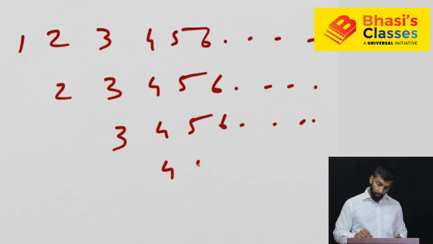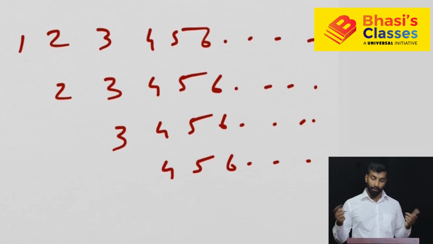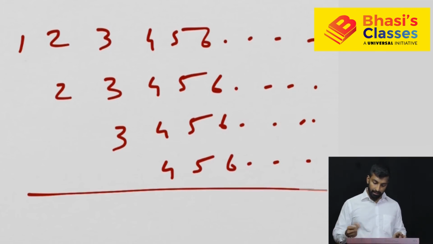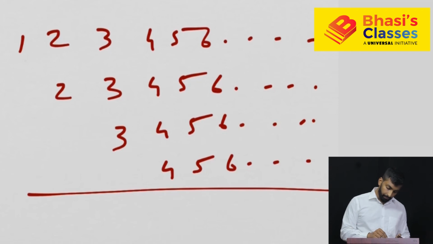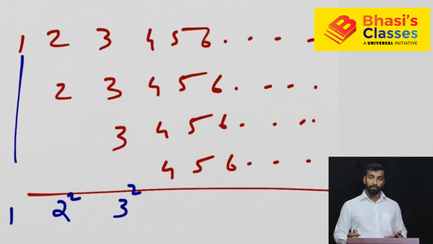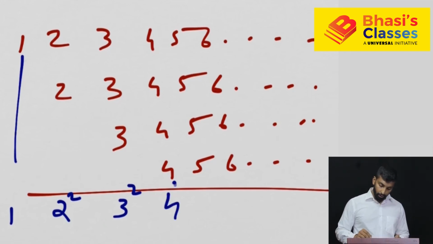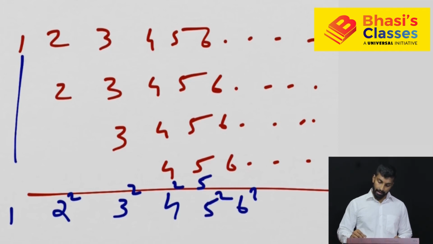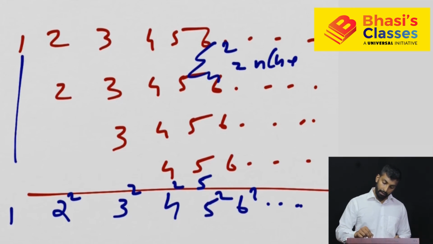Another will write 4, 5, 6, etc. So finally, if you take the sum, what will be the sum? Here it is 1, here it is 2 into 2, that is 2 square, here it is 3 times 3, that is nothing but 3 square, this is nothing but 4 square, then 5 square, 6 square, etc. This is nothing but sigma n square, so n into n plus 1 into 2n plus 1 divided by 6.